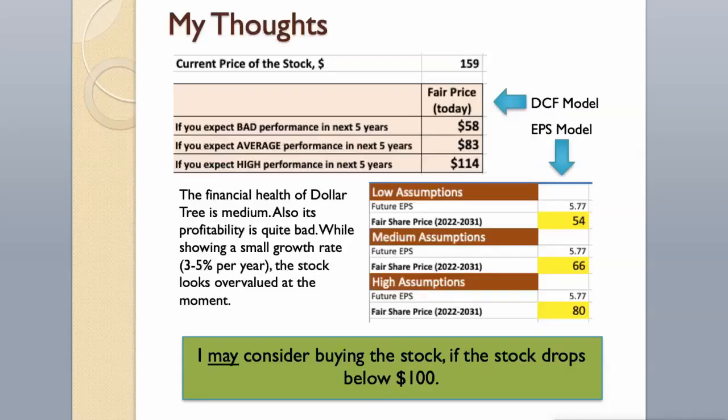The financial health of Dollar Tree is medium. Also, its profitability is quite bad. While showing a small growth rate, 3 to 5% per year, the stock looks overvalued at the moment. I may consider buying the stock if the stock drops below $100.